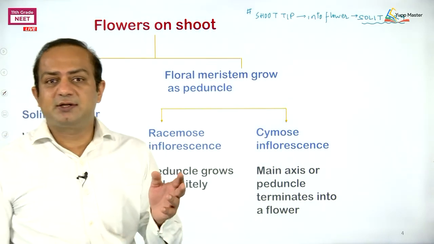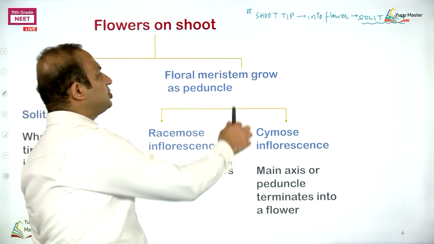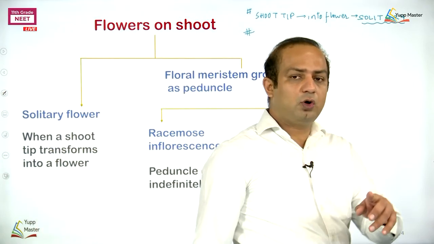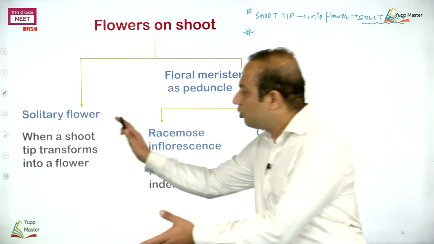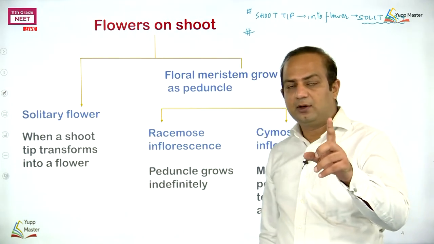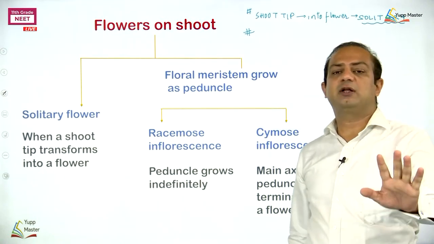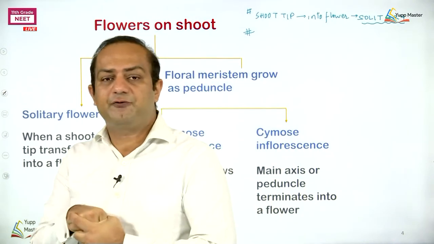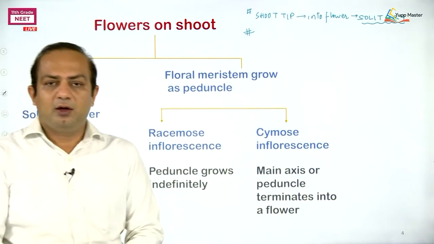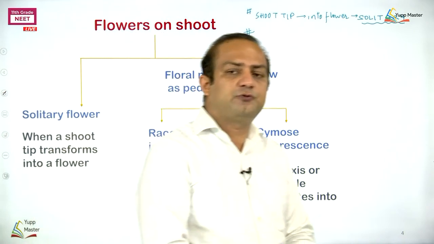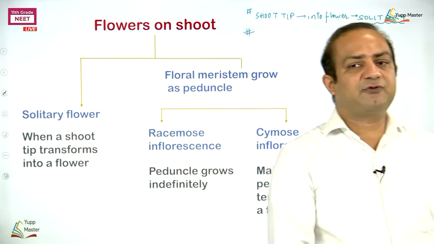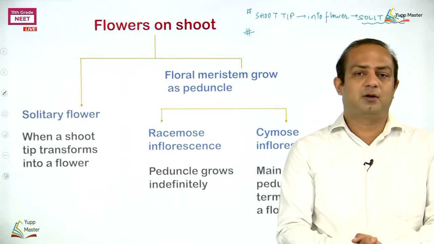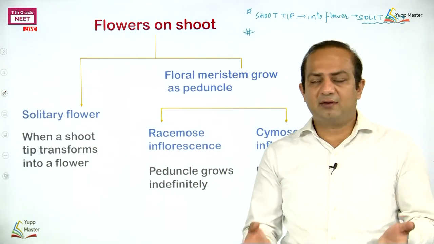Then in the cases of shoot tip we have to mention other cases as well. Hold on, we'll go one after another. So solitary flower means when the flower is single, when it arises singly, it is called a solitary flower. Now, in many of such examples, we rarely observe fruit or seeds. We used to say that flowers are supposed to form seeds, then only they are significant in sexual reproduction. I'm not saying fruit, because fruit may not have seeds.